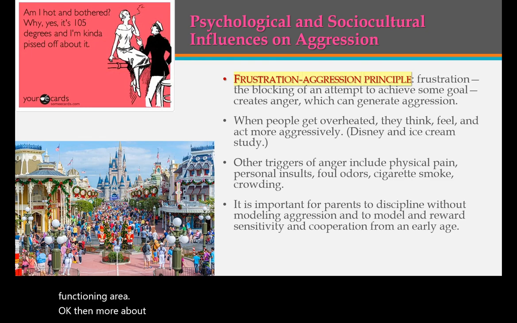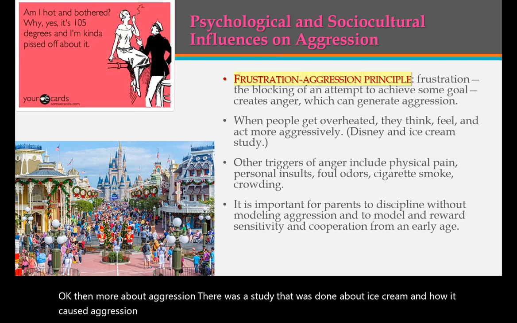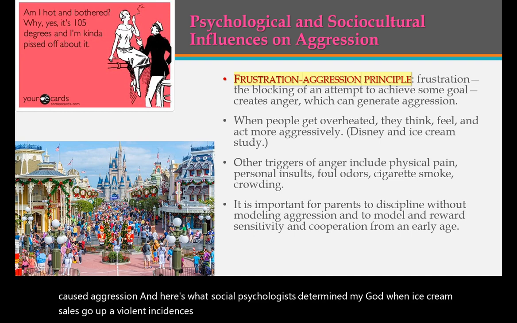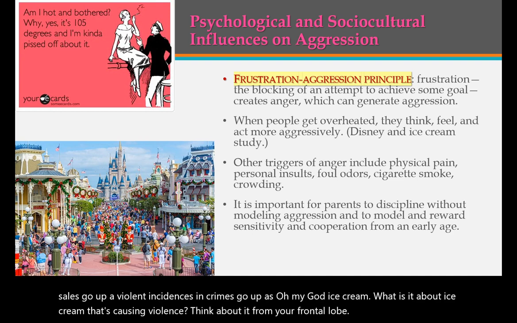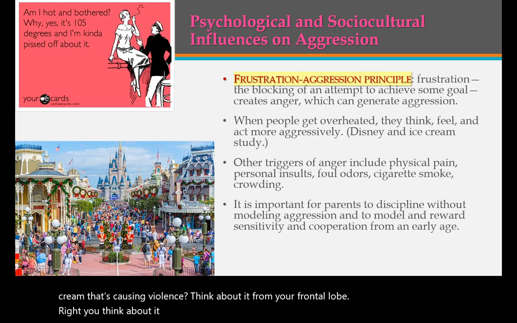There was a study that was done about ice cream and how it caused aggression, and here's what social psychologists determined. Oh my God, when ice cream sales go up, violent incidences and crimes go up as well. Oh my God, ice cream. What is it about ice cream that's causing violence? Well, think about it from your frontal lobe position, right? Ice cream is going to have a better sales record in the hot months than in the colder months.